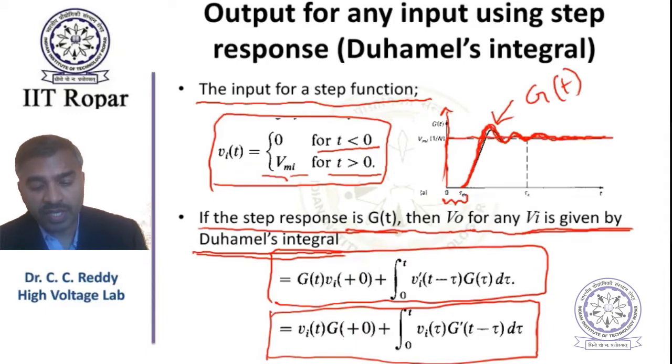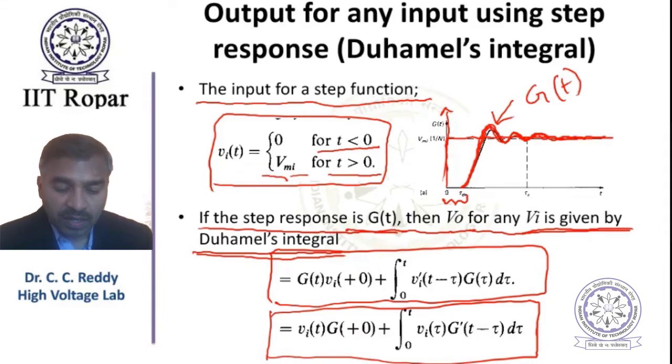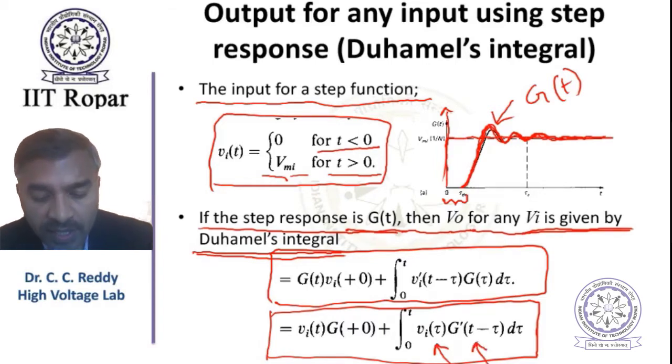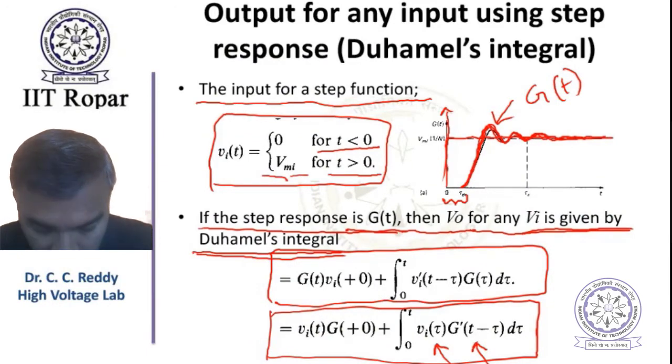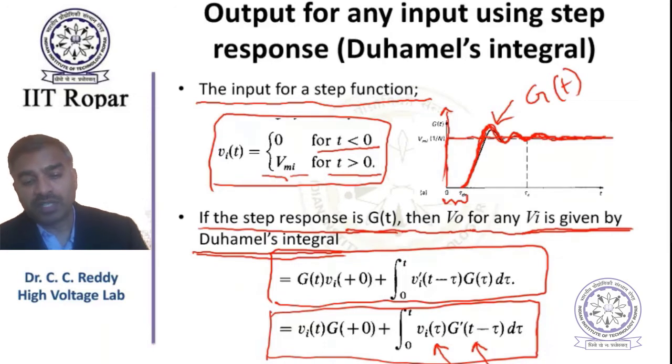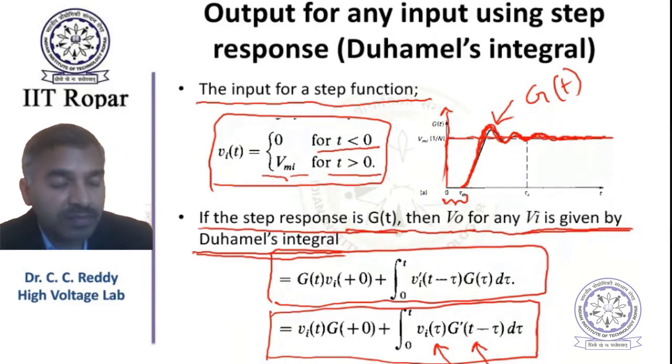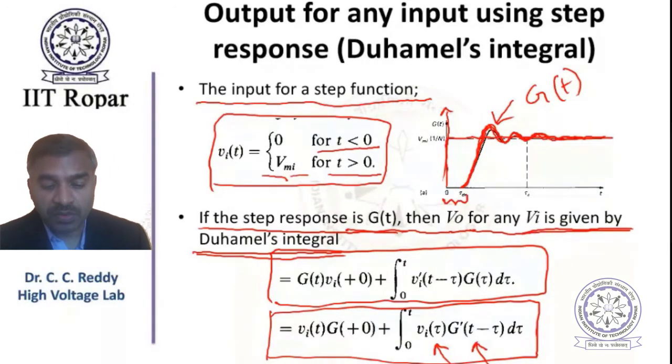Okay, now you can see this integral: this is Vi of t, and what is this actually? G dash of t minus tau. G dash means differentiation of G. So differentiation of step response is what? Impulse response.